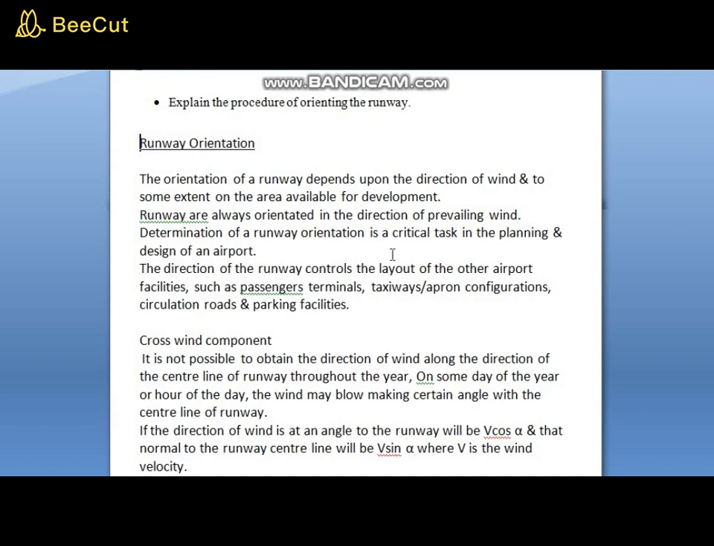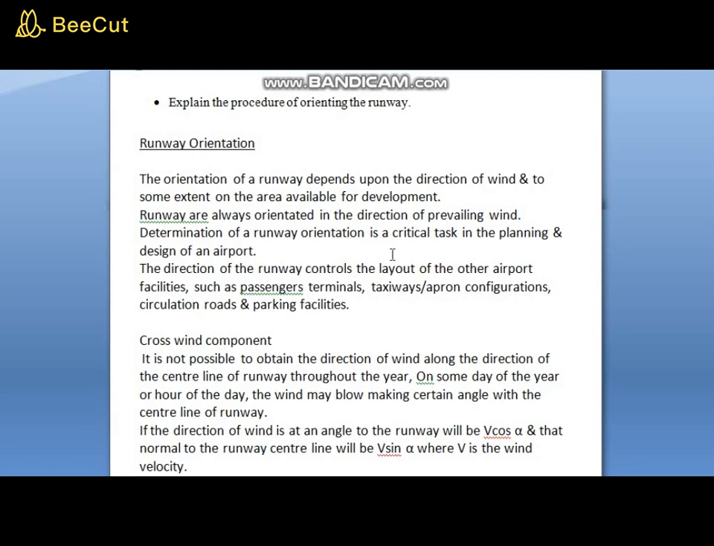Determination of runway orientation is a critical task in the planning and design of an airport. The direction of the runway controls the layout of other airport facilities such as passenger terminals, taxiways, apron configurations, circulation roads and parking facilities.